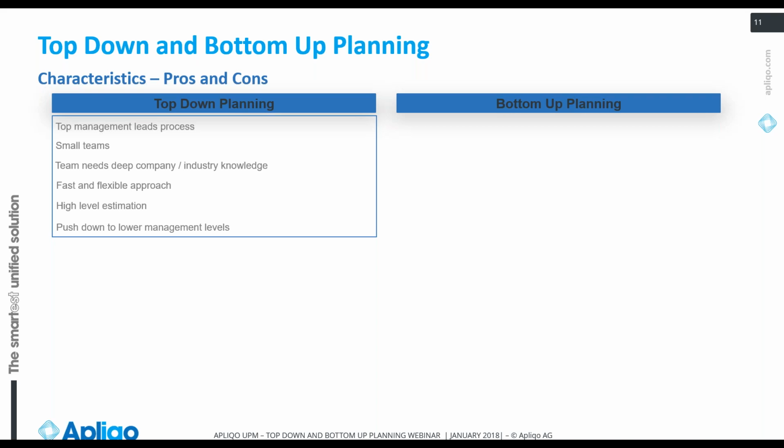And it's also a high-level estimation. So you really don't go into detail on a product level, on a customer or channel level, and so on. The management really pushes the data down to the lower management level, so they really set targets. And this comes with certain pros and certain cons.